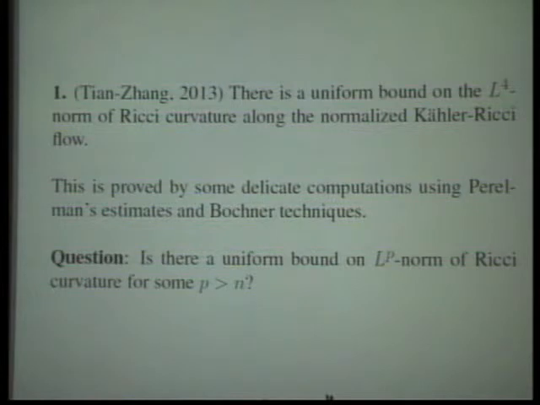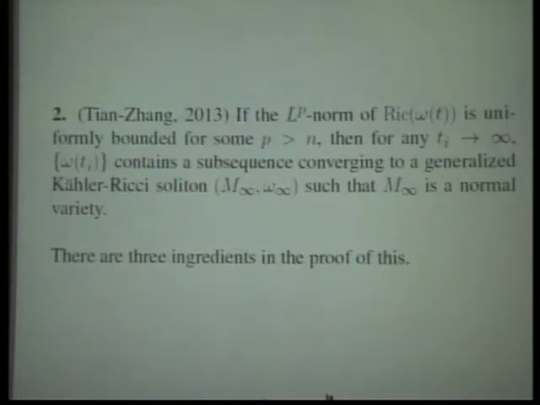I don't know. It's possible, but at least we hope so. Okay, hope so. So the second is the following. It's the more technical part of this proof. If the L^p norm of Ricci curvature along this flow is uniformly bounded for some p bigger than n, then for any t_i going to infinity, omega(t_i) converges, after taking a subsequence, to a generalized Kähler-Ricci soliton such that M infinity is a normal variety.